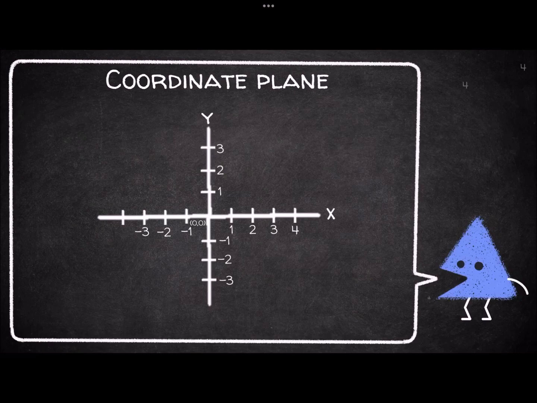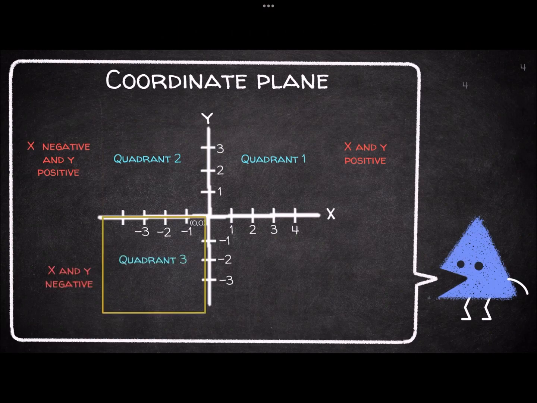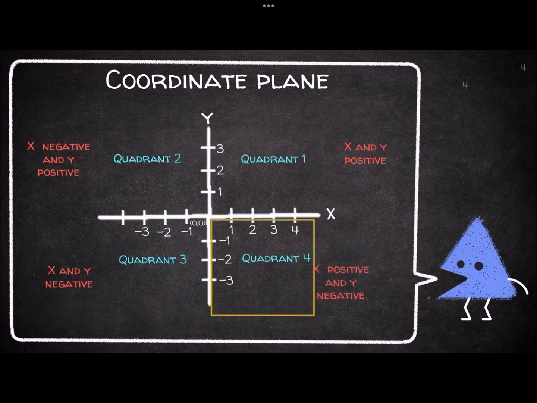First of all, we need to know that the coordinate plane is divided into four quadrants. The first one has positive x and y coordinates and is shown with a yellow box. The second quadrant has negative x coordinates and positive y coordinates and is shown also with a yellow box. The third quadrant has both negative x and y coordinates and is also shown with a yellow box, as you can see. And the fourth quadrant has positive x coordinates and negative y coordinates and is shown with a yellow box also. So you can know it's divided into four quadrants.